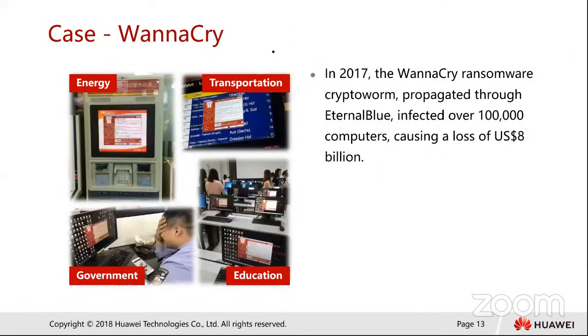Let us look at a case here. Recently, we have heard of so many hacks that have taken place, right?